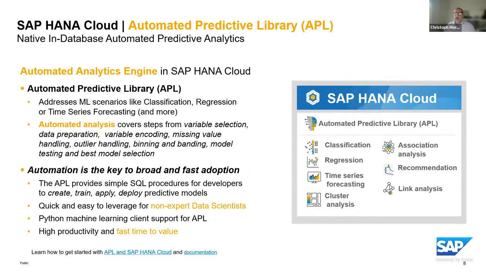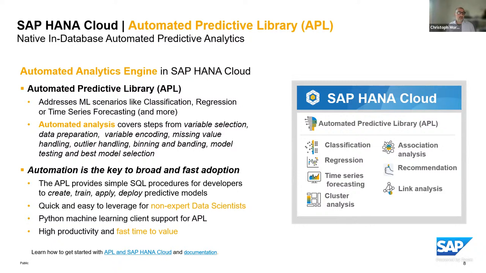So the first AI function library is the Automated Predictive Library, which is a simple and first approach to the typical scenarios like classification, regression, time series forecasting. There's only a limited number of functions, which we'll see in a second.